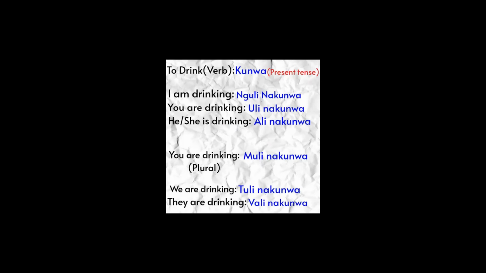I am drinking: nguli na kunwa. Like I told you, there are three forms of conjugating a verb in Luvale in present tense. You can say ngwa, nguli, or nguna. If you just say nguli na kunwa, someone will understand you. Ngwa kunwa, someone will still understand you.